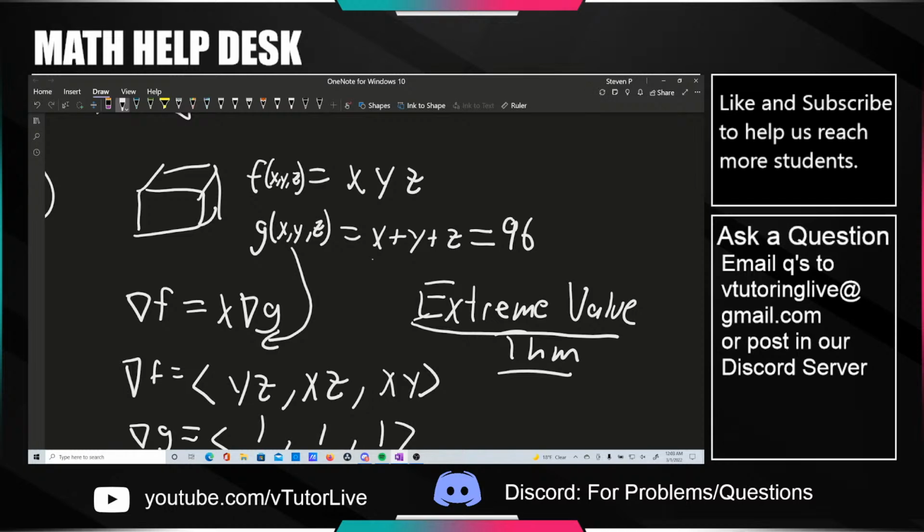Because if you're anything shy of 96, like 95.999, why not use that extra piece of length you've got and crank up one of these dimensions by a little bit, right? It can only help. It's not going to hurt. Yeah, all right, thank you. Okay, so far so good?